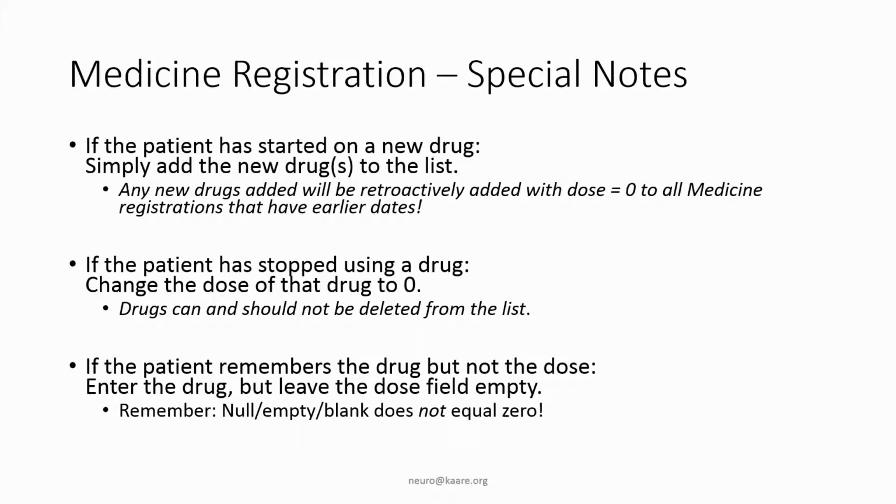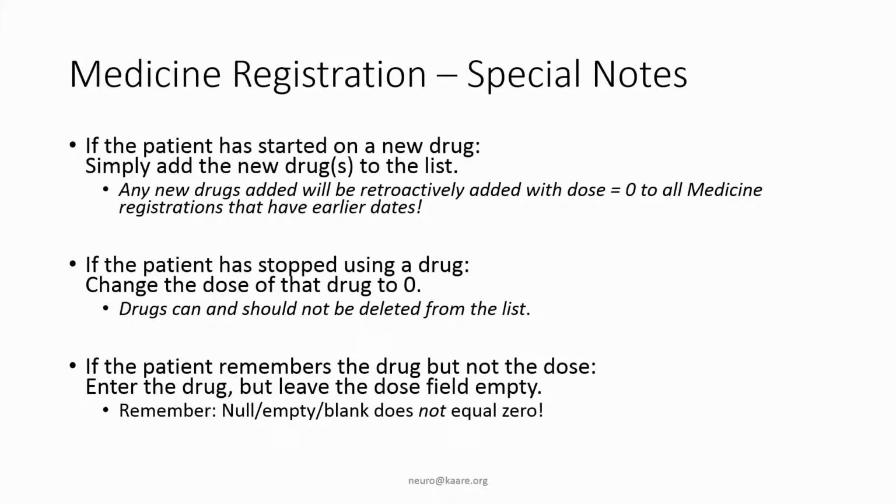It should be noted that any new drugs that you add will also be retroactively added with dose 0 to all medicine registrations that had come before that. And the reason is simply that if you know the patient is today taking, let's say, morphine 50 milligrams per day, and you didn't register that at the previous registration, it must mean that the patient did not get morphine at that time. Since the medicine module adds the drug with dose 0 to previous medicine forms, it means that all of a sudden you can document that the patient actually did go from 0 to 50.